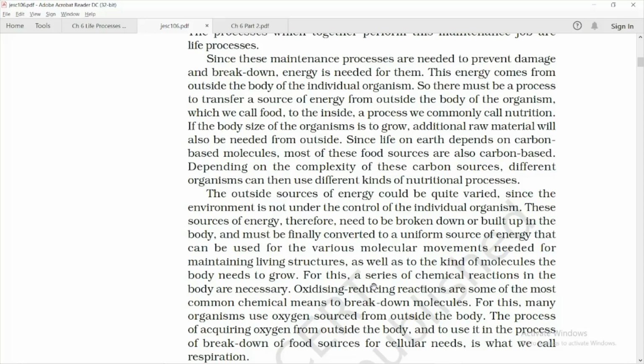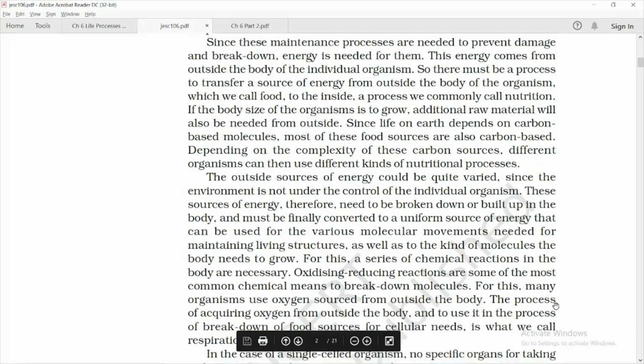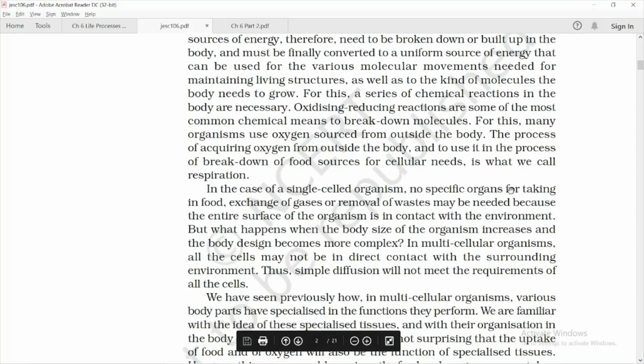For this, a series of chemical reactions in the body are necessary. Oxidation and reduction reactions are some of the most common chemical means to break down molecules. For this, many organisms use oxygen from outside the body. The process of acquiring oxygen from outside the body and using it in the breakdown of food sources or for cellular needs is what we call respiration.